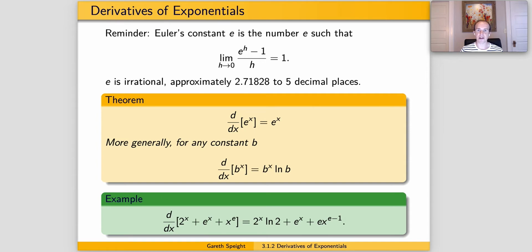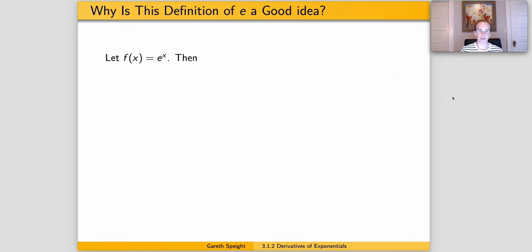Okay, so let me at least motivate why we have to use this definition of e. So why are we doing this? Let's suppose that f of x is e to the x, where e is defined as we had on the previous slide. And let's suppose we want to calculate the derivative. So why is the rule from the previous slide true?